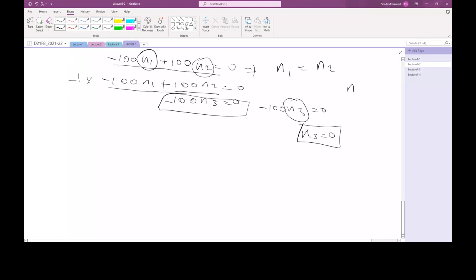So if you assume that n1 is equal to 1, n2 will be equal to 1. If you assume n1 is equal to 10,000, n2 is going to be the same. You just assume anything you want for n1 and n2. It's completely up to you. Now, there's one restriction on you.